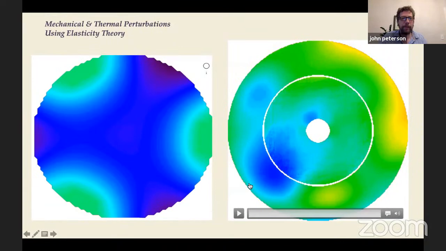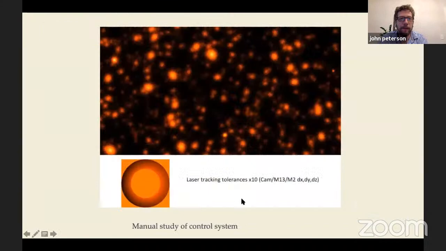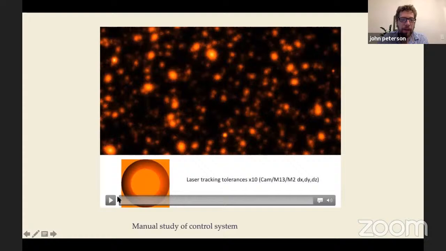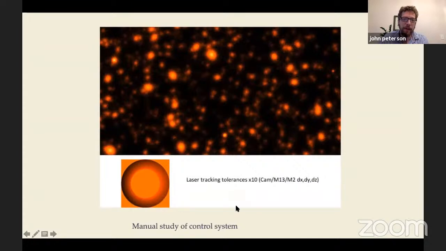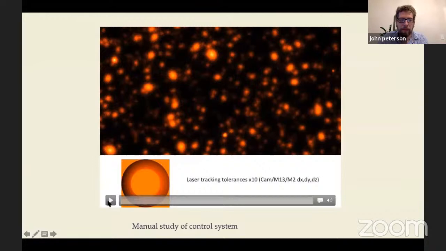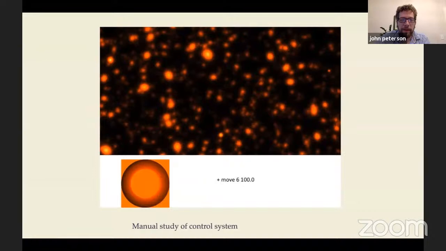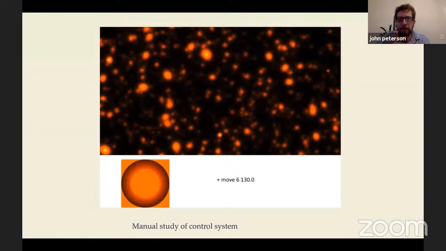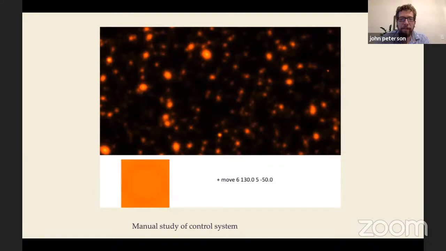Okay. So that's the mechanical and thermal perturbations. Here you can see the effect on an actual field. This is kind of controlling the mirror shape manually. Here, if you look at the wavefront pattern and then look at an image, if you start moving optics around, it moves the field around, it changes the effective wavefront there. It moved to make it more distorted, and then finally you end up with a little bit better image and a more perfect wavefront.